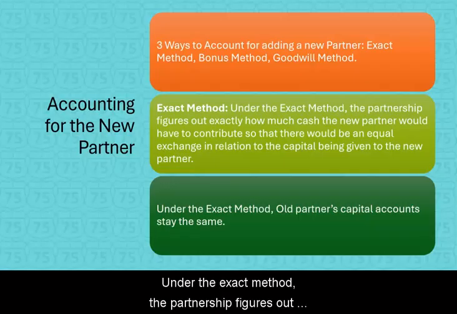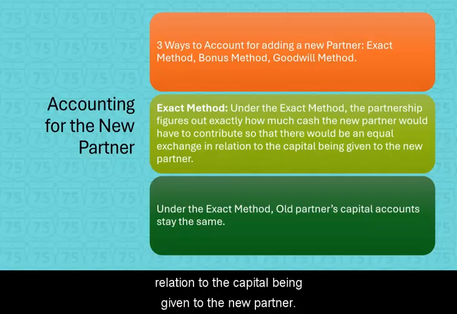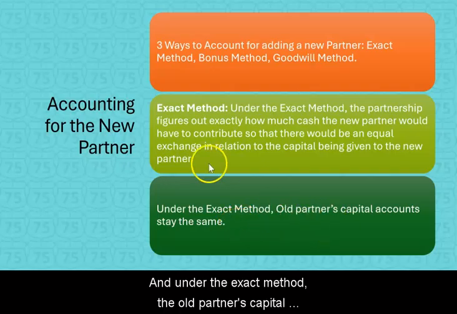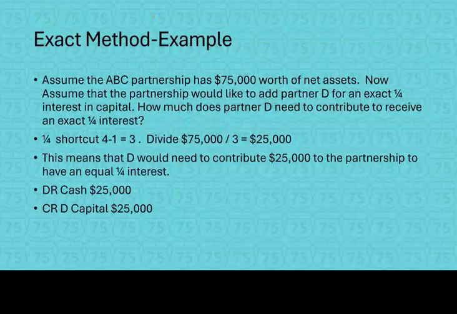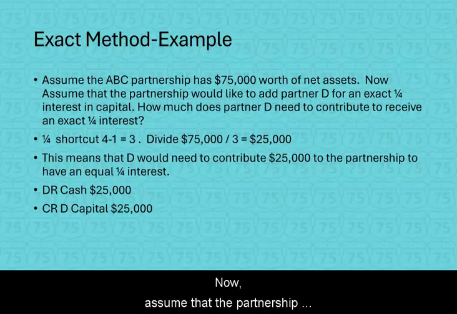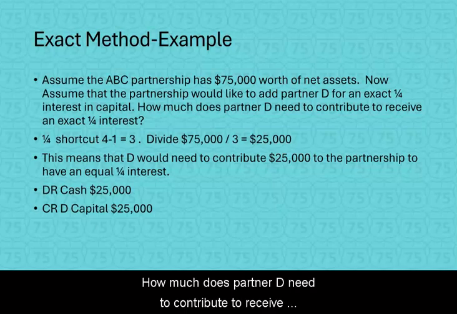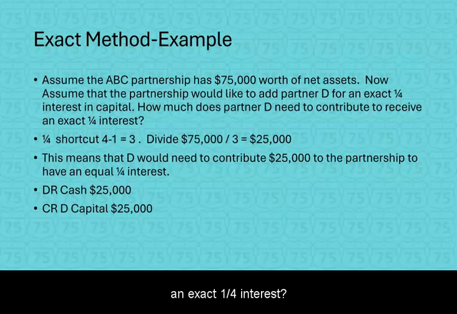Under the exact method, the partnership figures out exactly how much cash the new partner would have to contribute so that there would be an equal exchange in relation to the capital being given to the new partner. And under the exact method, the old partners' capital accounts stay the same. So here's an example of the exact method. Assume the ABC partnership has $75,000 worth of net assets. Now assume that the partnership would like to add partner D for an exact 1/4 interest in capital. How much does partner D need to contribute to receive an exact 1/4 interest?